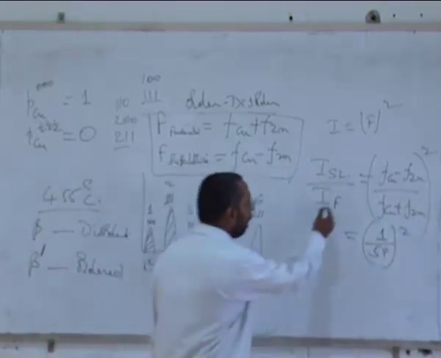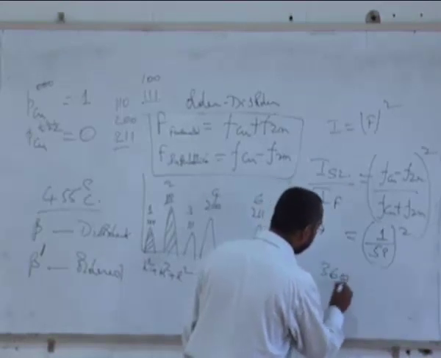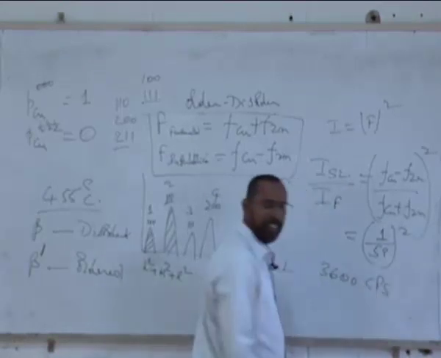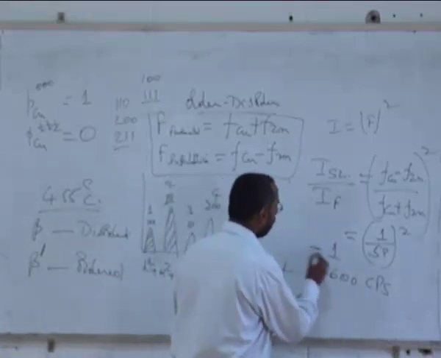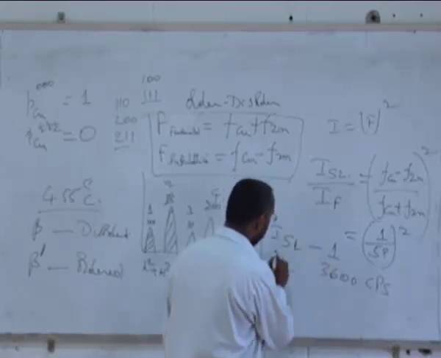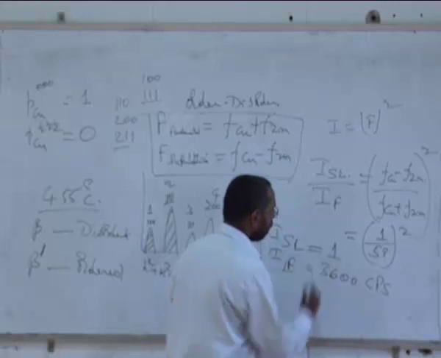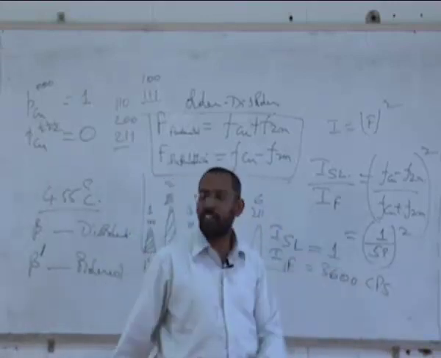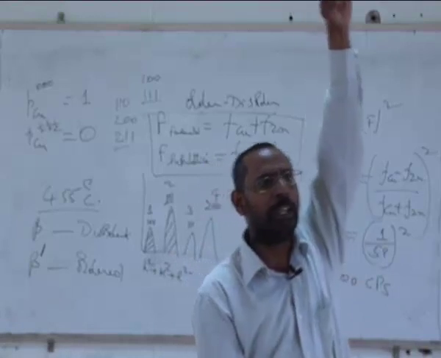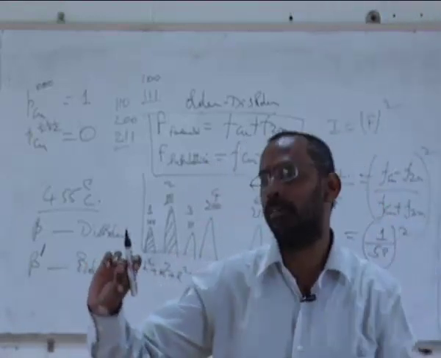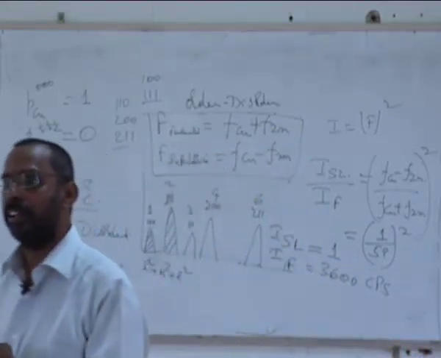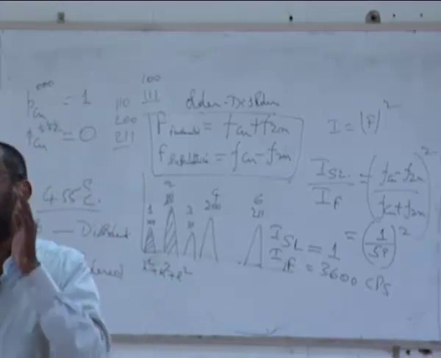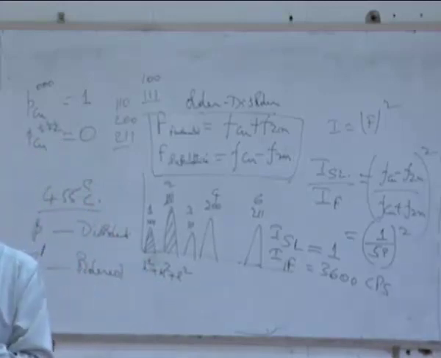That means if my fundamental peak is something like 3600 intensity counts per second, intensity is measured as counts per second, my superlattice peak will have 1. If this is the intensity difference that we see, it's almost like 1 by 3600. My superlattice peak is so small compared to my fundamental peak. That is the reason why in a normal X-ray diffraction, I will not be able to detect the difference between an ordered copper zinc beta brass and a disordered copper zinc beta brass.